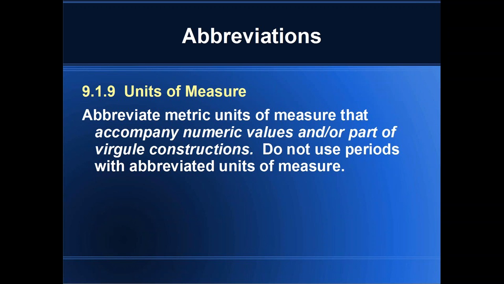But of course, what it says, let's read it. Abbreviate metric units. That's right. Metric units of measure that accompany numeric values and/or part of virgule constructions. Do not use periods with abbreviated units of measure. Well, that's got all kinds of stuff in there. And let's just kind of move on.